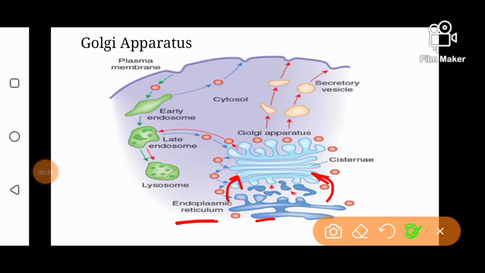The contents of these vesicles are delivered in the lumen of cisternae, and the contents, the lipids and proteins, are modified while they progress from cis to trans face in this direction. Finally, the functional and modified products bud off from the trans face. This face is known as trans face, and it produces vesicles containing mature and modified products, either lipids or proteins or some other secretory products.